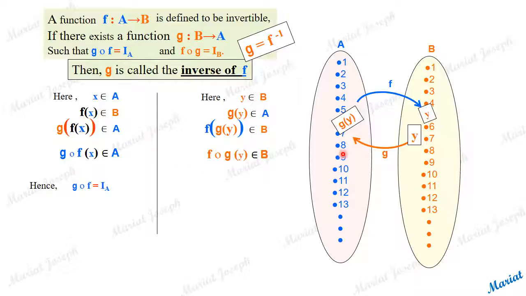So, we took a y element in set B. Its image g of y we found here. Then f of g of y we found in set B itself. So, this FOG takes an element from set B back to set B. That is why FOG function is taken to be the identity function in set B, from B to B. So FOG is identity function of set B.